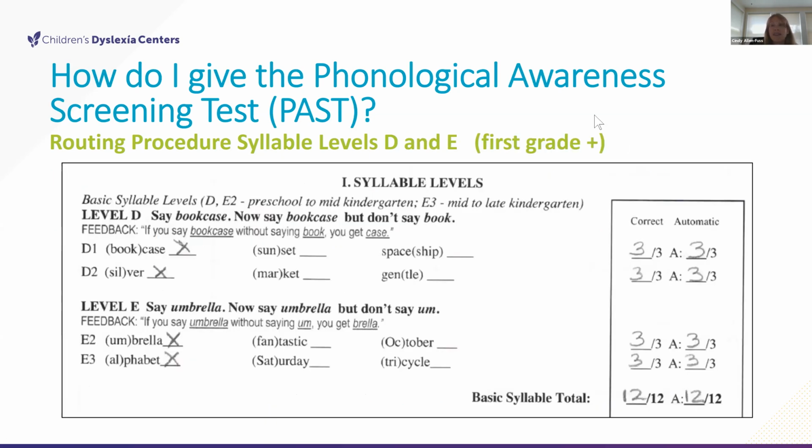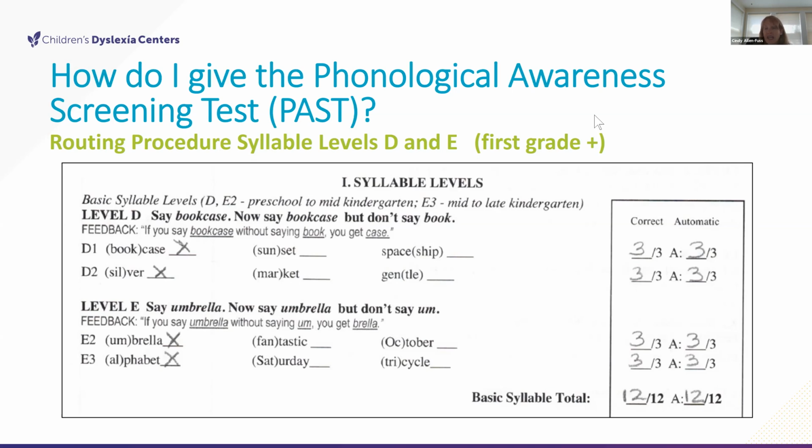So let me show you in this example here. Suppose this is a child that's in first grade and above. This child says "bookcase," or gets "bookcase" correct. You give them an X. They do it within 2 seconds, so they're automatic. Go down and give them D2, "silver." They do that, they're automatic within 2 seconds, go down to E2, "umbrella." Automatic within 2 seconds, go down to E3, "alphabet."